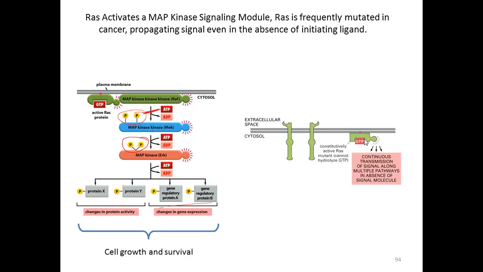And RAS is a frequently mutated protein in cancers, and what happens here is that it cannot hydrolyze GTP, so it's stuck in the on position even if there's no ligand bound to the receptor and it's not supposed to be firing. It's going to be firing just as if it had received a signal, and this is one of the sources of inappropriate growth of a cancer cell.